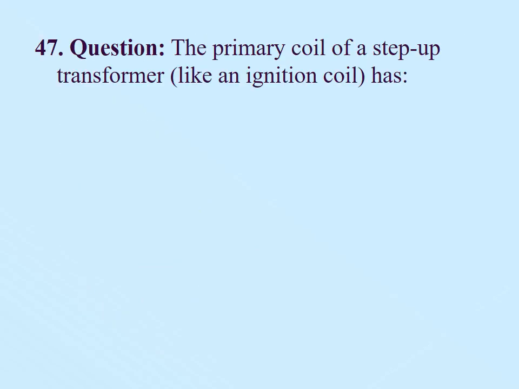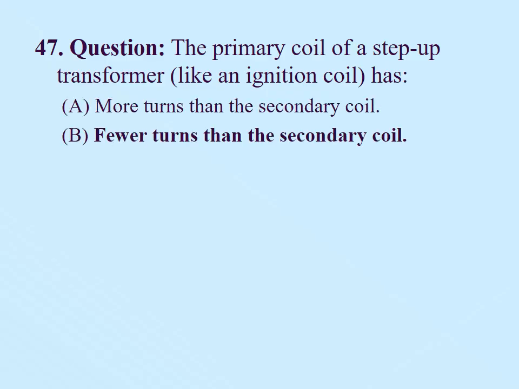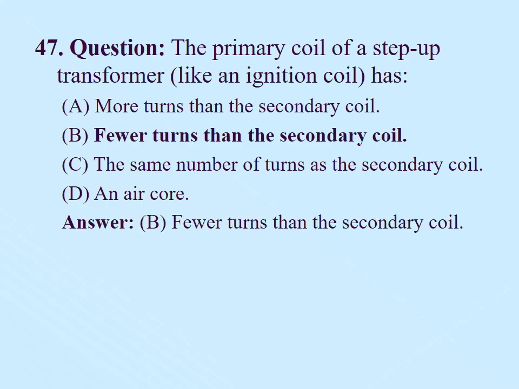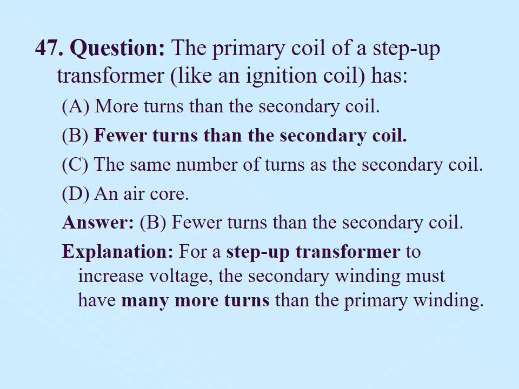Next question, question number 47. The primary coil of a step-up transformer like an ignition coil has: option A, more turns than the secondary coil; option B, fewer turns than the secondary coil; option C, the same number of turns as the secondary coil; option D, an air core. Answer is option B, fewer turns than the secondary coil. For a step-up transformer to increase voltage, the secondary winding must have many more turns than the primary winding.